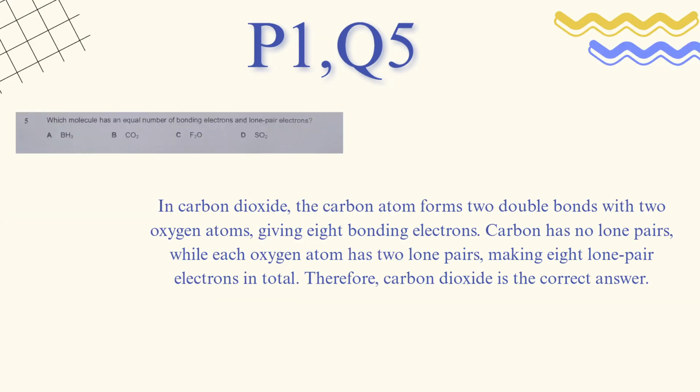We move to question number 5. Which molecule has an equal number of bonding electrons and lone pair electrons? As we know, in carbon dioxide, the carbon atom forms two double bonds with two oxygen atoms, giving 8 bonding electrons, and carbon has no lone pairs, while each oxygen atom has 2 lone pairs, making 8 lone pair electrons in total. So carbon dioxide is the correct answer, B.